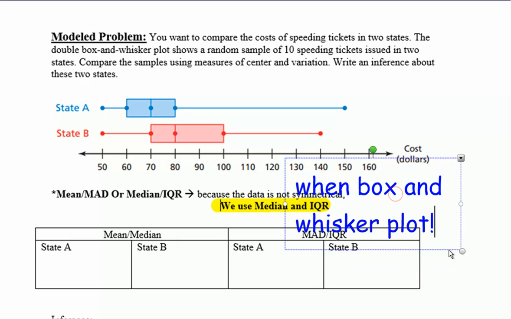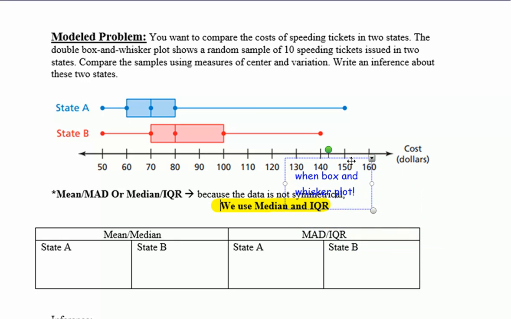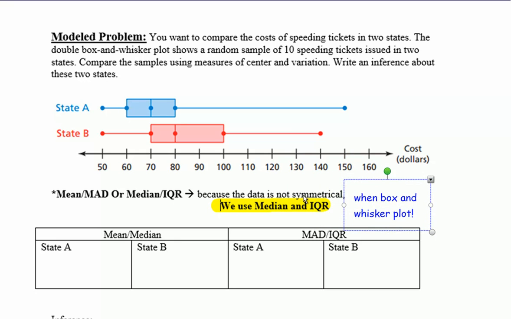Or if you want to call it a box plot, that's fine too. But you are going to use the median and the IQR when you have a box and whisker plot. So be aware. And again, these are pretty easy to recall. If you need to look back at your notes, pause the video. You should be able to figure out where the median is on this and be able to figure out what the IQR, or the interquartile range, is.